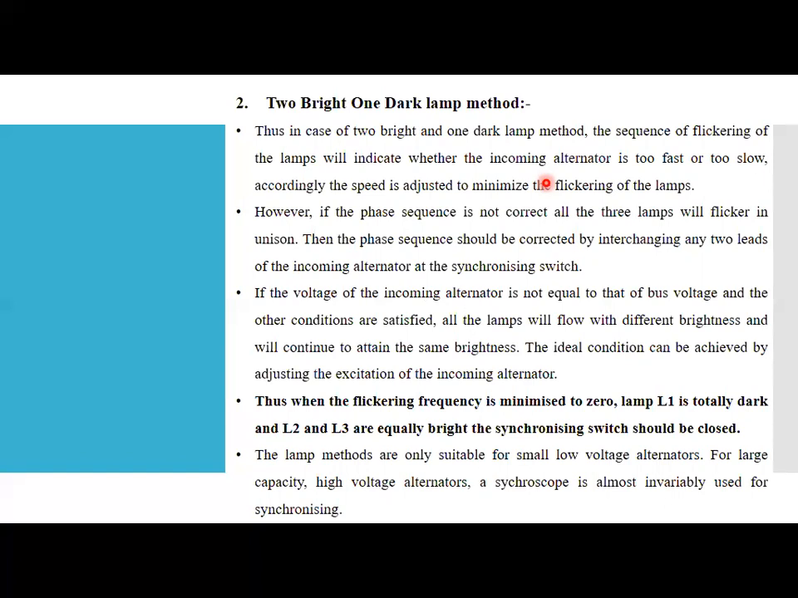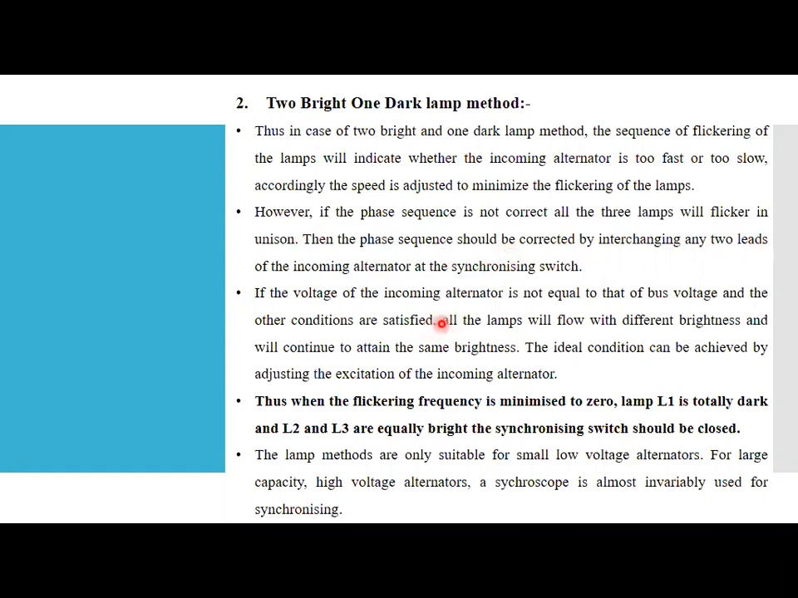Now the second case, suppose the phase sequence is not correct, then what do we have to do? Interchange two terminals. Interchange any two leads, meaning any two terminals. Then we have to close the synchronizing switch.